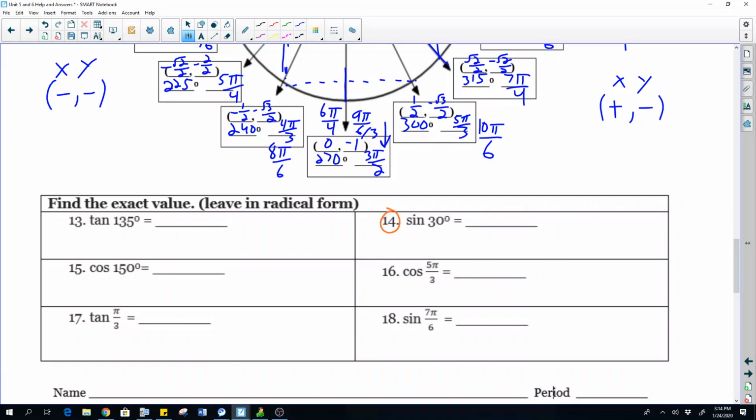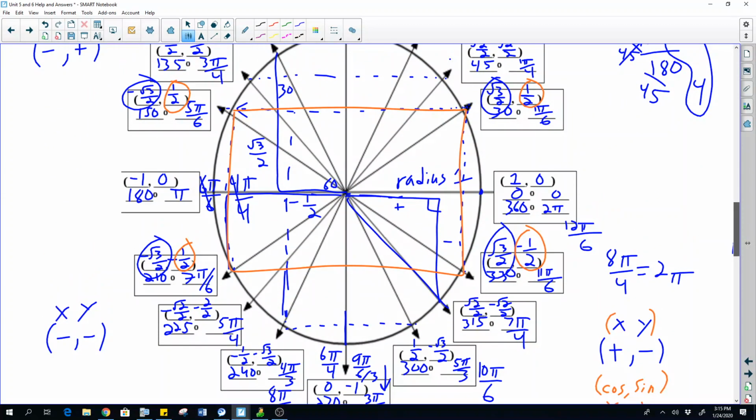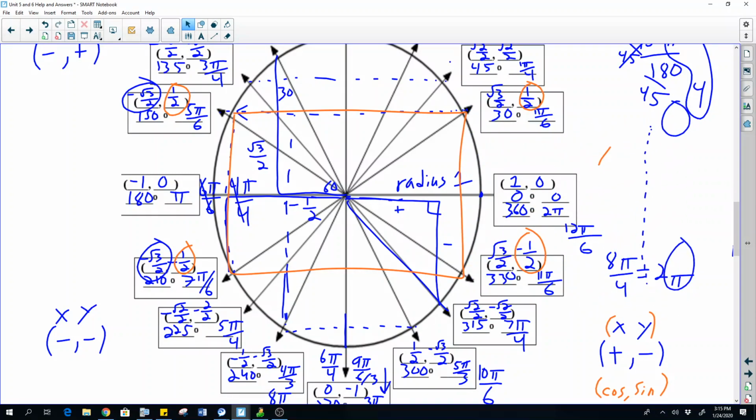So sine of 30. Your x and y is going to be your cosine and then your sine, right? Cosine is x, sine is y. So first position, second position, for when you're looking for the right answer using the unit circle. So sine of 30, you go to 30 degrees. Where's 30 degrees? There we go.